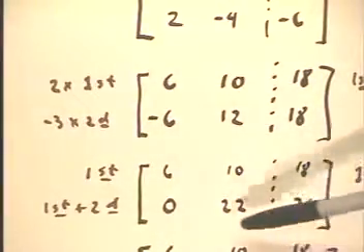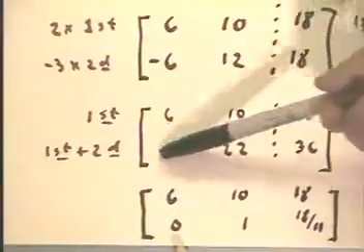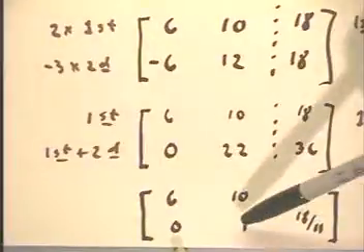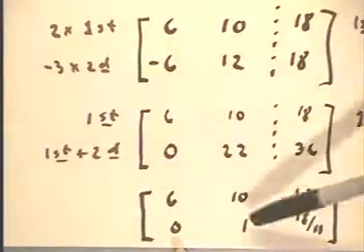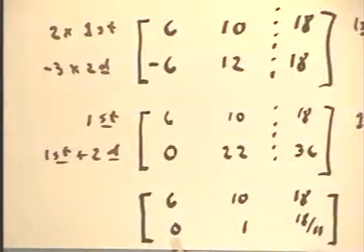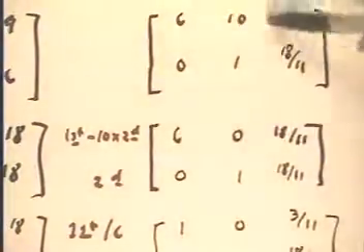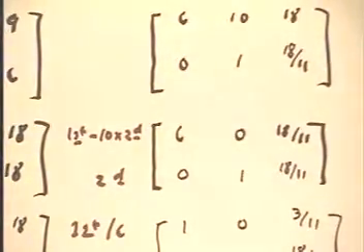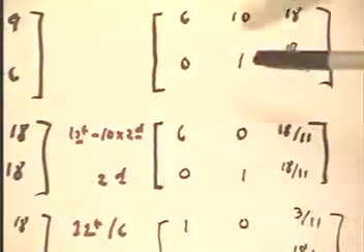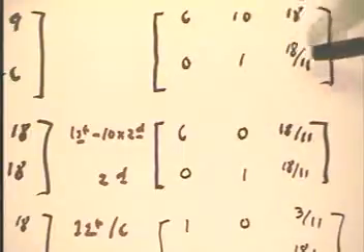What did we do next? We divided both sides of this equation by 22. So we divide this row by 22 and we get this row. This row represents y equals 18/11, which of course is what we got. If we then rewrite that same equation here, we can see that what we want to do is, this equation represents y equals 18/11.